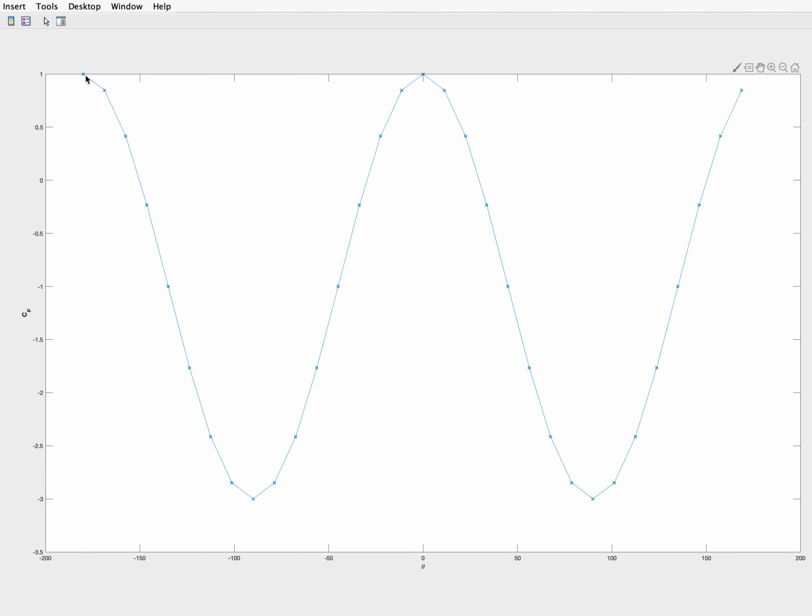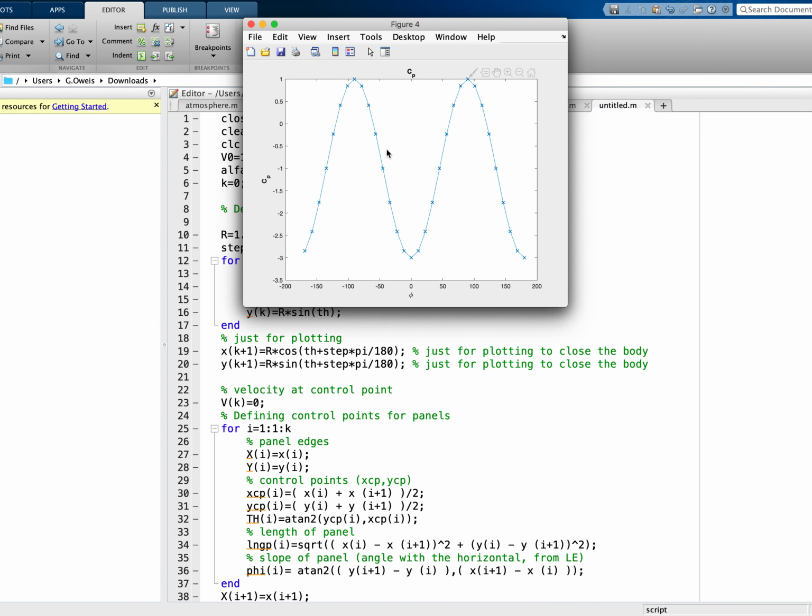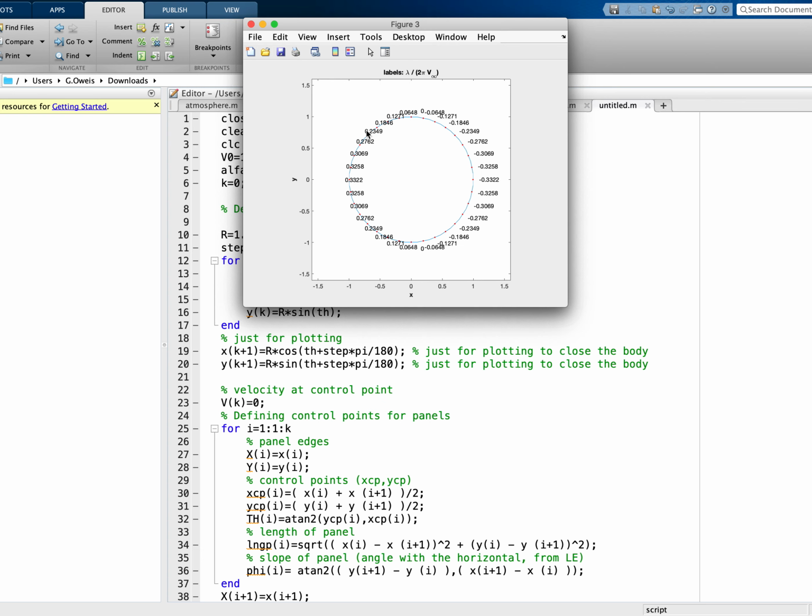And you can count how many points we have between theta equal -180 to +180. You have 1, 2, 3, 4, 5, 6, 7, 8, 9, 10, 11, 12, 13, 14, 15, 16. So we have 32 points in this solution, and it gets it really, really nicely. And then that's CP. Then you look at the labels of lambda over 2 pi.